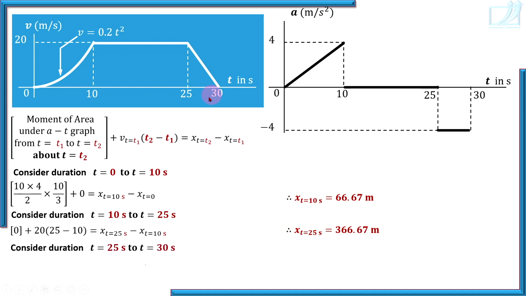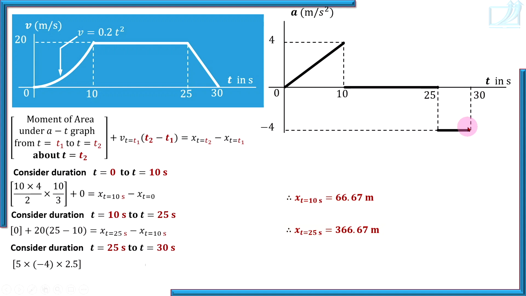Now next duration, 25 to 30. In this duration, moment of area under the AT diagram. So base is 5, height is 4, but don't forget to consider negative sign for its acceleration here. Into 2.5, how come 2.5? Centroid. It is a rectangle, base is 5, so centroid is at distance 2.5 from both the ends.